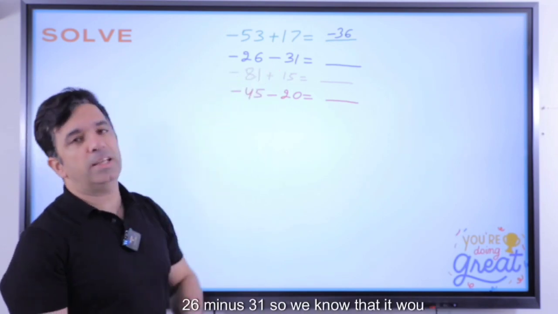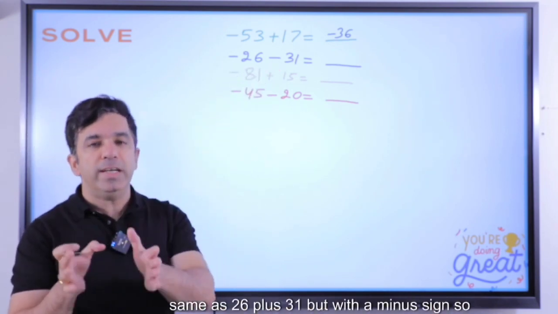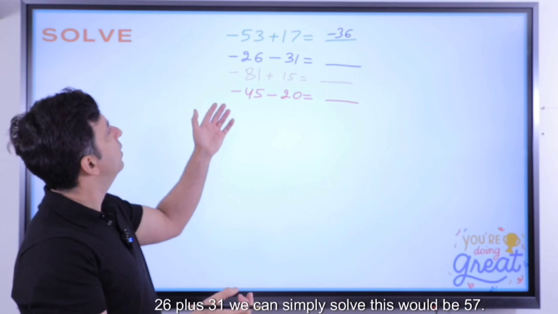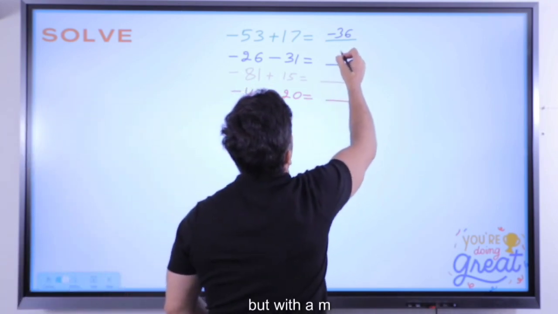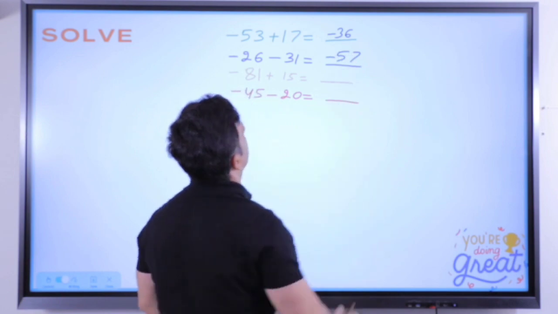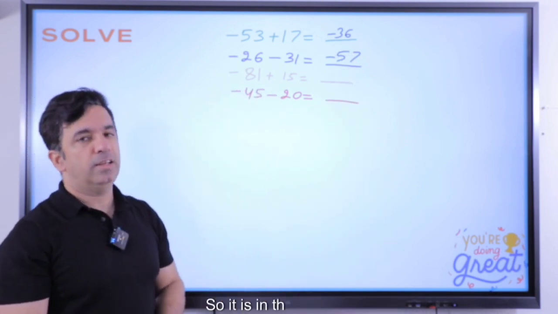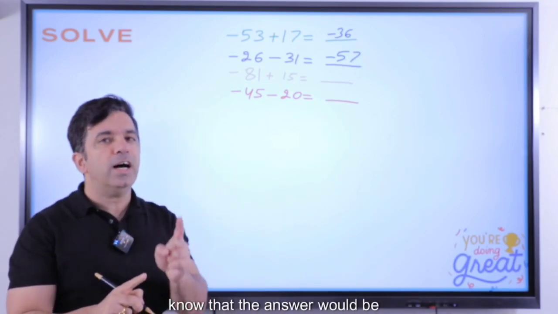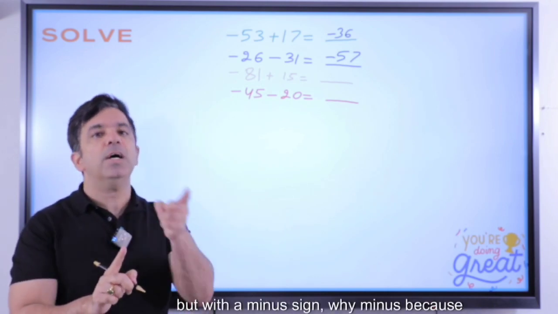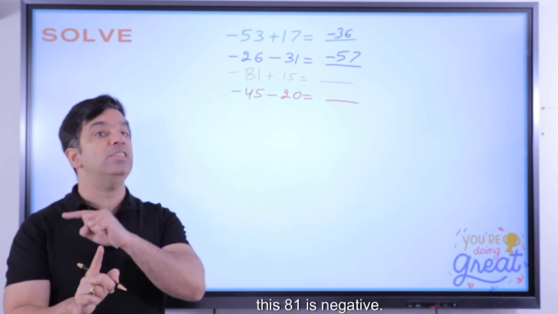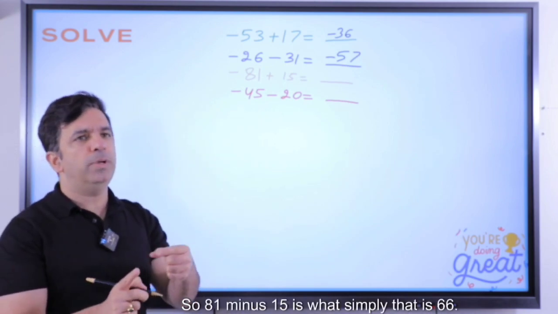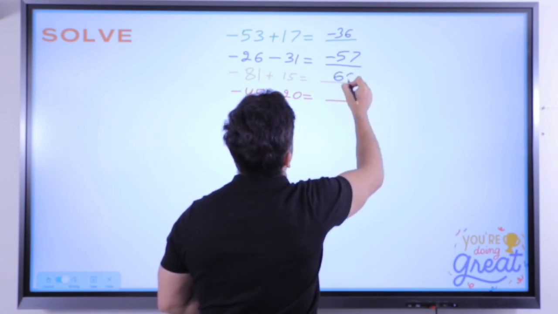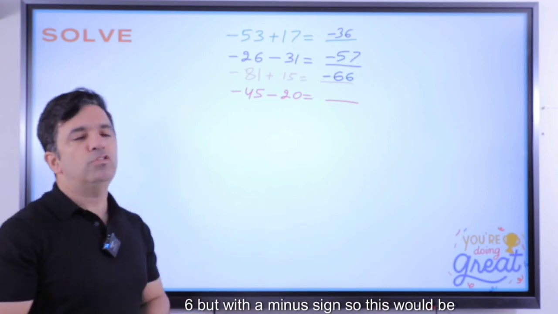Next comes minus 26 minus 31. So we know that it would be same as 26 plus 31 but with a minus sign. So 26 plus 31 we can simply solve. This would be 57 but with a minus sign. Next is minus 81 plus 15. In this case, one number is negative, that is minus 81, another is plus 15. So we know that the answer would be 81 minus 15 but with a minus sign. Why minus? Because this 81 is negative. So 81 minus 15 is what? Simply that is 66. So it is 66 but with a minus sign. So this would be the answer of this term.